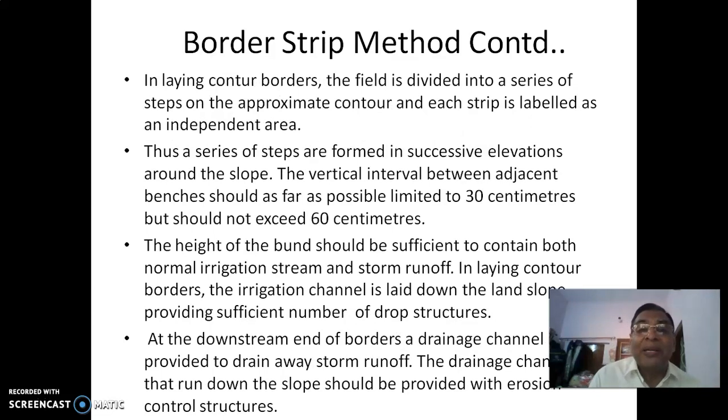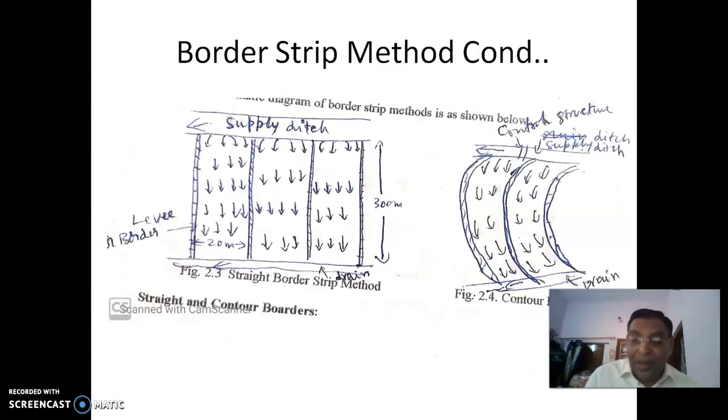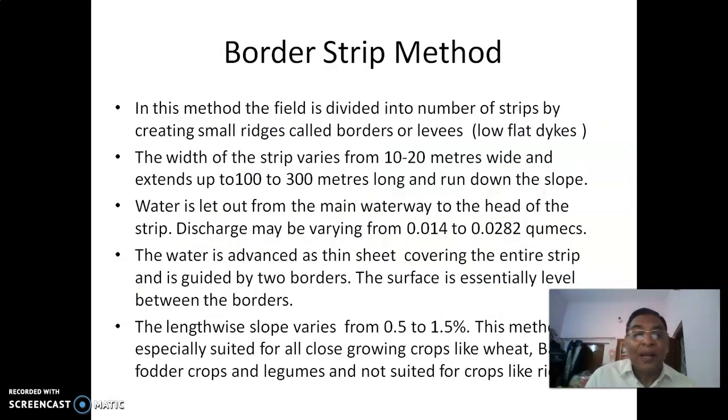In laying contour borders, the field is divided into a series of steps. Already we have discussed, these steps are formed in the successive elevations around the slope. The vertical interval between adjacent benches should, as far as possible, be limited to 30 centimeters, but should not exceed 60 centimeters. You can see the height between this bench to this bench, normally 30 centimeters, but not more than 60 centimeters.